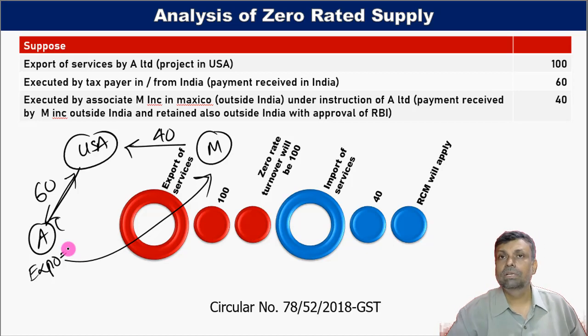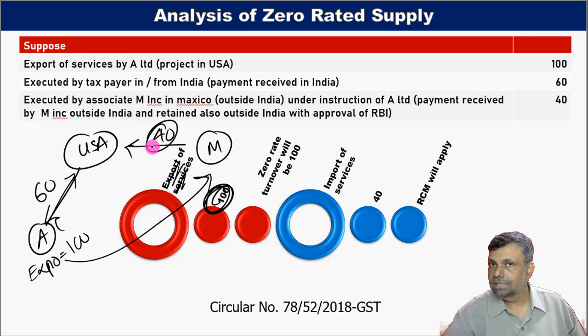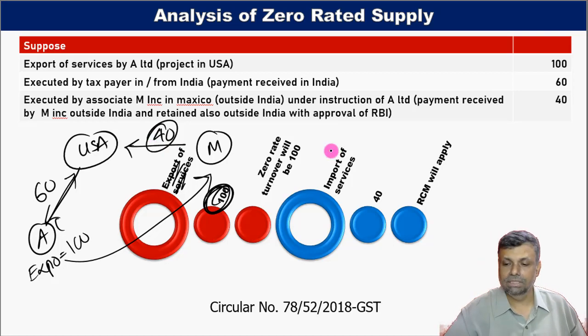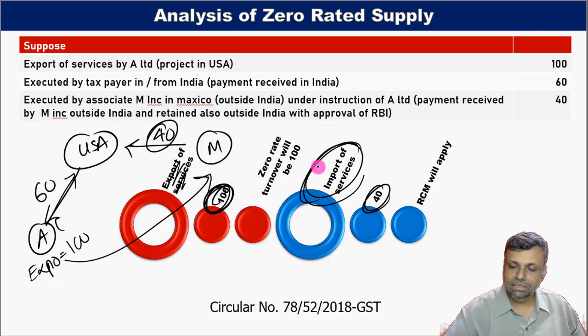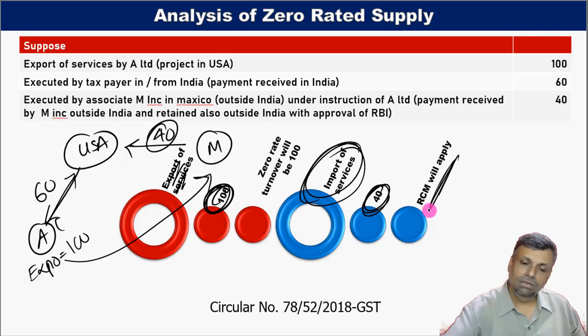Okay. In this particular case, the circular has clarified that where the payment is 60 plus 40, still the export of services will be regarded as 100. And this balance 40, which the foreign customer has actually paid to M, will be regarded as import of services in India. So to that extent it will be regarded as import of services, and import of services may attract the reverse charge mechanism on that particular transaction.